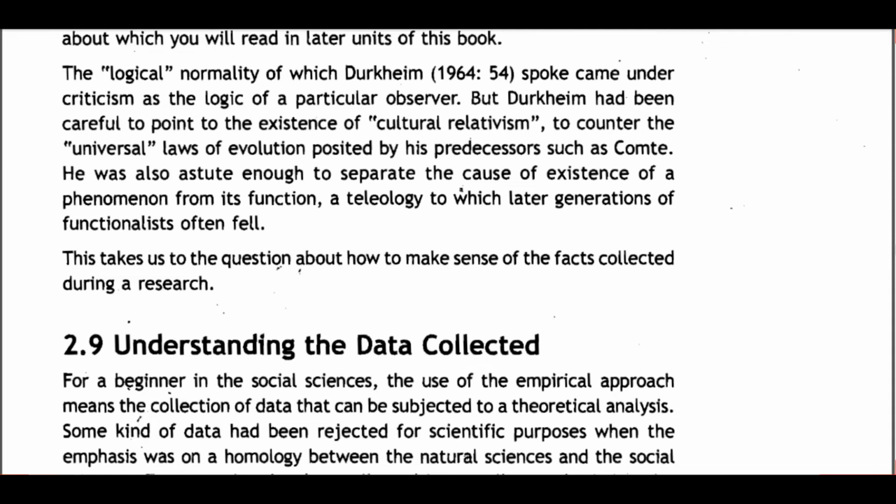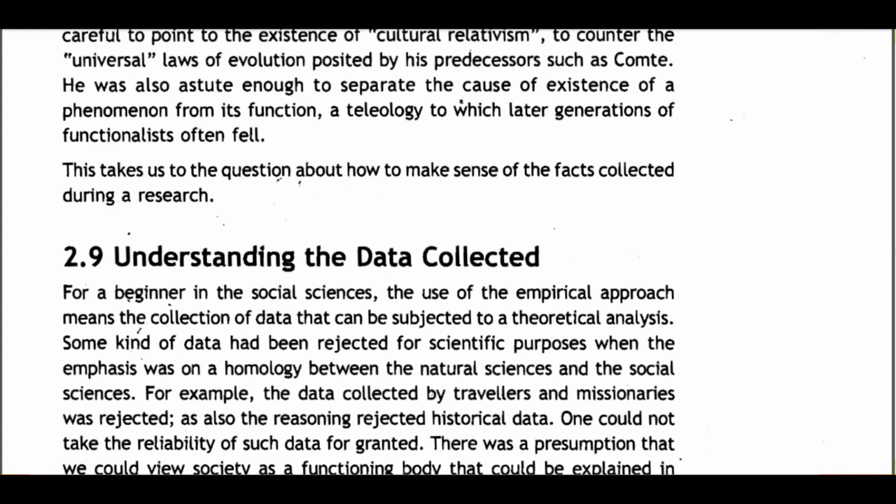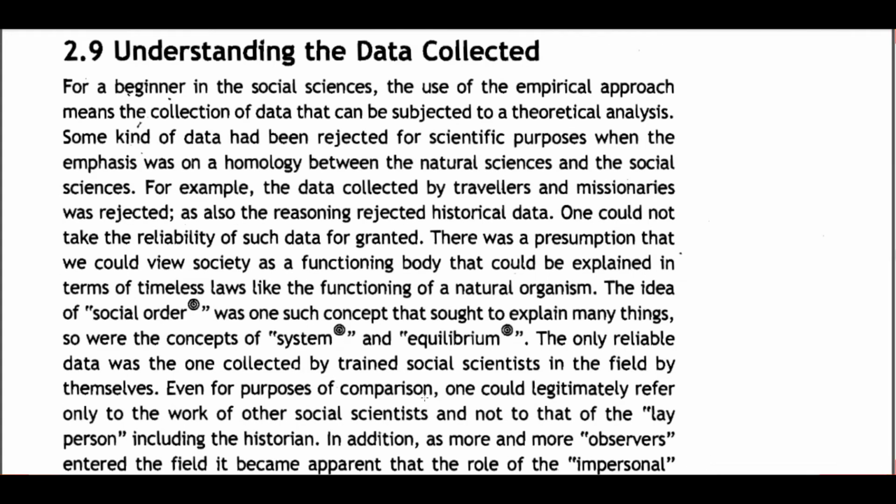This takes up the question about how to make sense of the facts collected during a research. 2.9 Understanding the data collected. For a beginner in the social sciences, the use of the empirical approach means that the collected data can be subjected to a theoretical analysis. Some kinds of data were rejected for scientific purposes when the emphasis was on the homology between the natural sciences and the social sciences. For example, the data collected by travelers and missionaries was rejected, as was, more recently, historical data. One could not take the reliability of such data for granted.